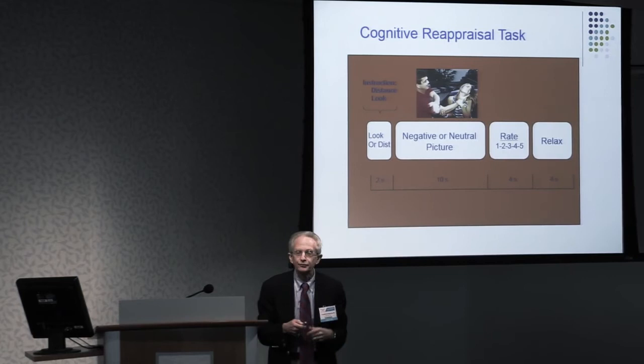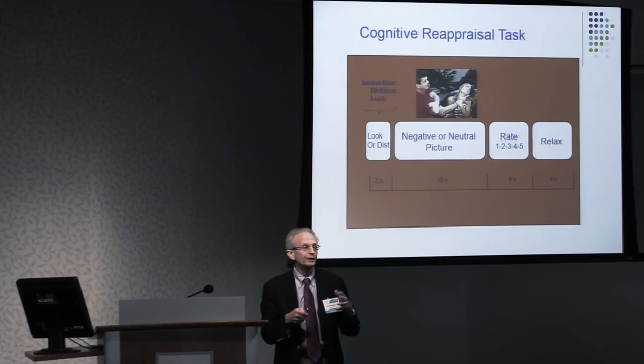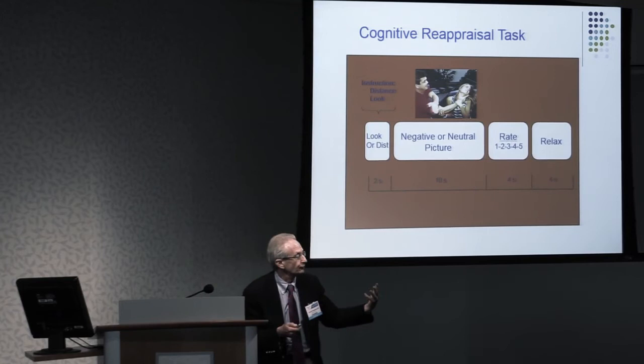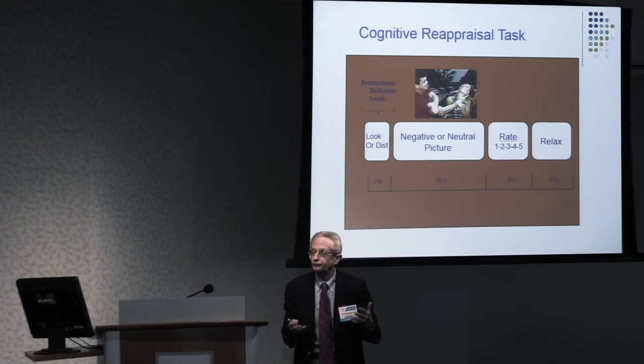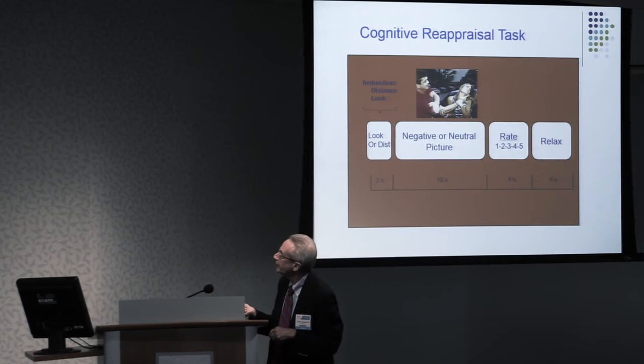We have them practice outside the scanner. Then we bring them into the scanner, and we show them pictures. And for half of the pictures, we ask them to use the distancing strategy that we taught them. And for the other half, we say, just look at the picture and let yourself feel whatever emotion comes up. And then we ask them to rate how positively or negatively they're feeling after they see the picture.